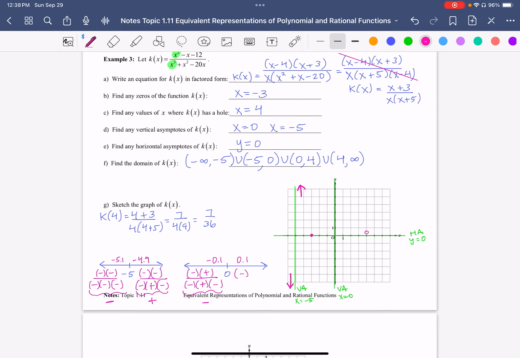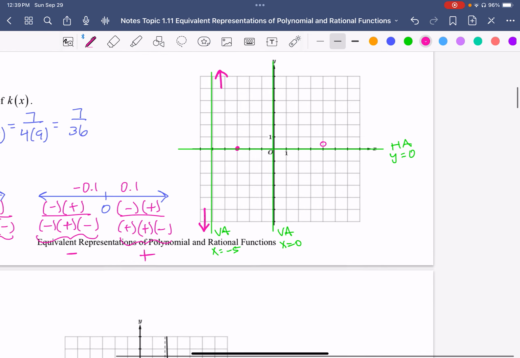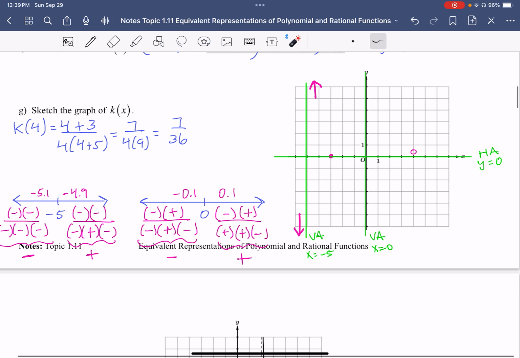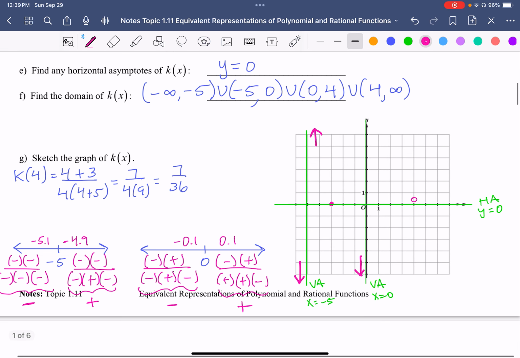0.1 minus 4 is negative. 0.1 plus 3 is positive. 0.1 by itself is positive. 0.1 plus 5 is positive. 0.1 minus 4 is negative. I have 2 negatives, and an even number of negatives will be positive. Okay, so that means that on the left of 0, I'm going down. So I can draw an arrow on the left of this vertical asymptote at 0 going down. On the right of 0, I am going up. So on the right of this vertical asymptote, I'm going to be going up.